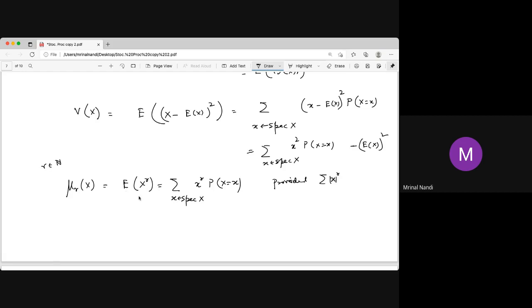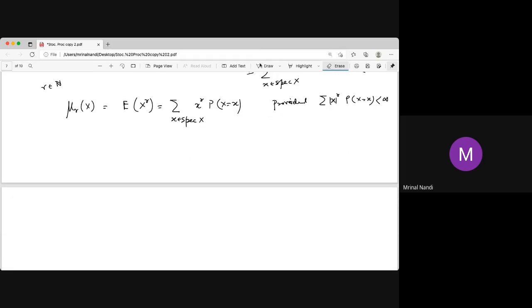We should not take r as a fraction. That must converge because r may be an odd power. If it is an odd power and x is negative, it cannot converge. So this is convergent. This is called the raw moment. Then you know the other is called the central moment, which is the expectation of x minus expectation of x, whole to the power r.